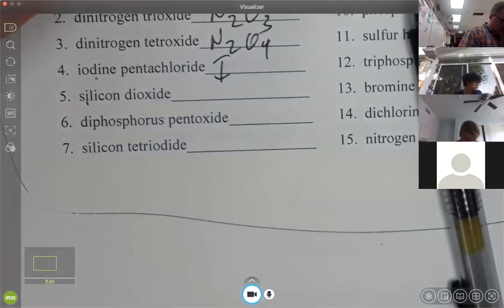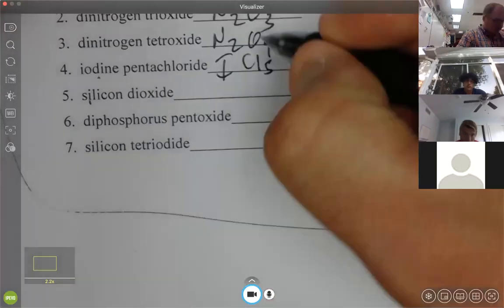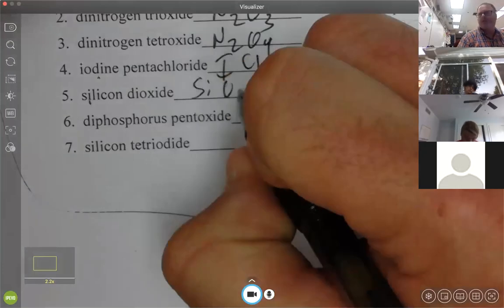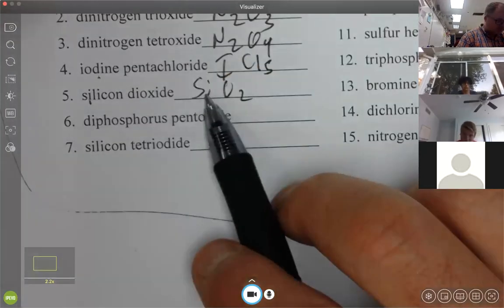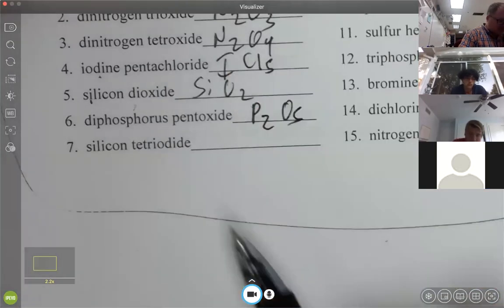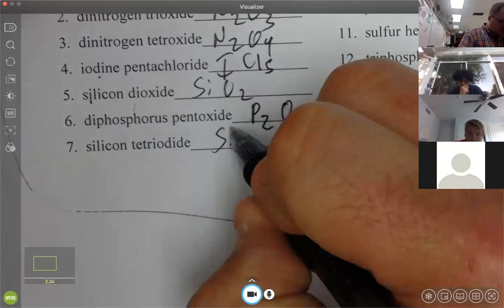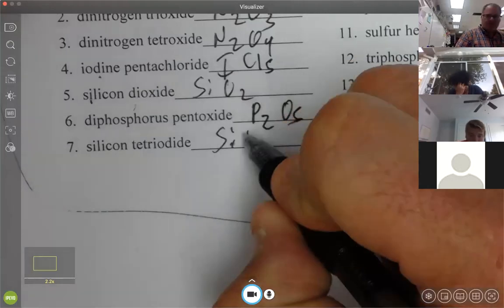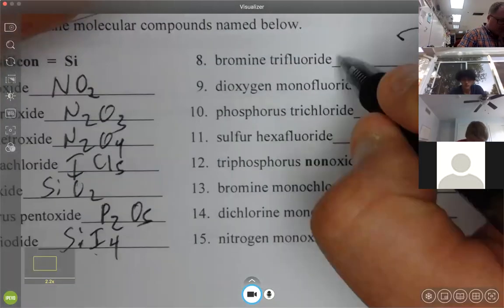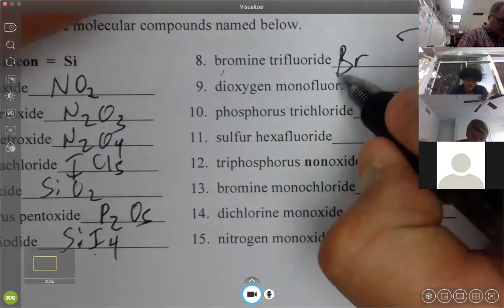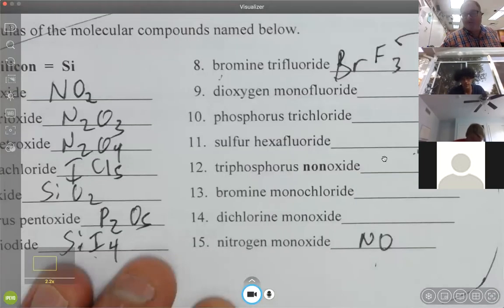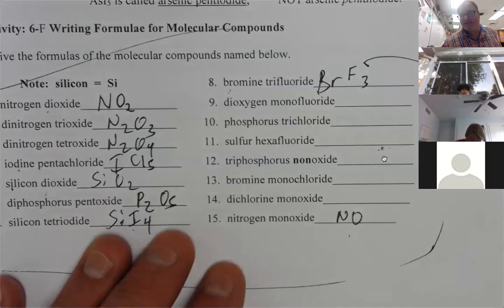Iodine pentachloride, ICl5. Silicon dioxide, SiO2. Again, silicon is a metalloid, but it is not a metal, so we use the prefixes. Diphosphorus pentoxide, silicon tetraiodide, bromine trifluoride. Again, we don't use mono for the first element. You can see that I'm pretty quick with this because I have these memorized.